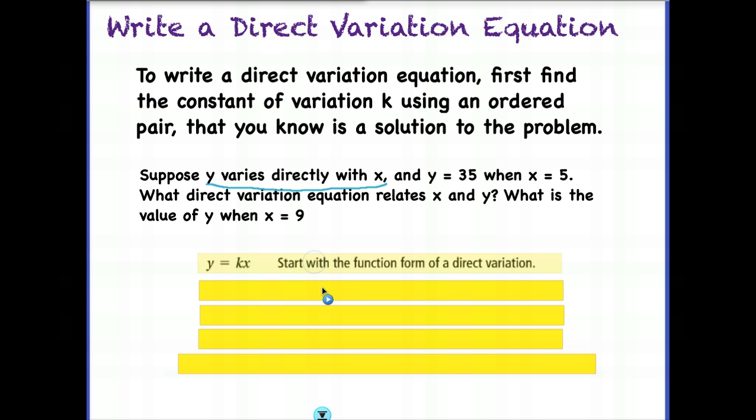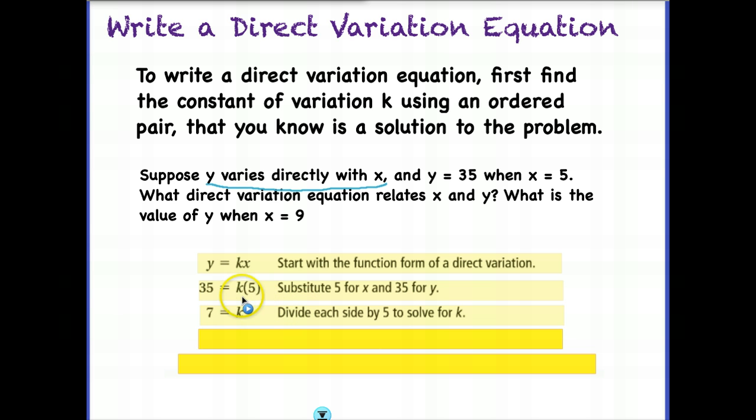So first things first, we would start with the function form of a direct variation, y equals kx, or as you know, y equals mx. But remember, we're using k now. Second thing is to substitute the 5 up here in for x, right, when x equals 5, and the 35 in for y here because it tells us y equals 35. So look what I have. I have an equation with only one variable, k. Surely I can solve for k.